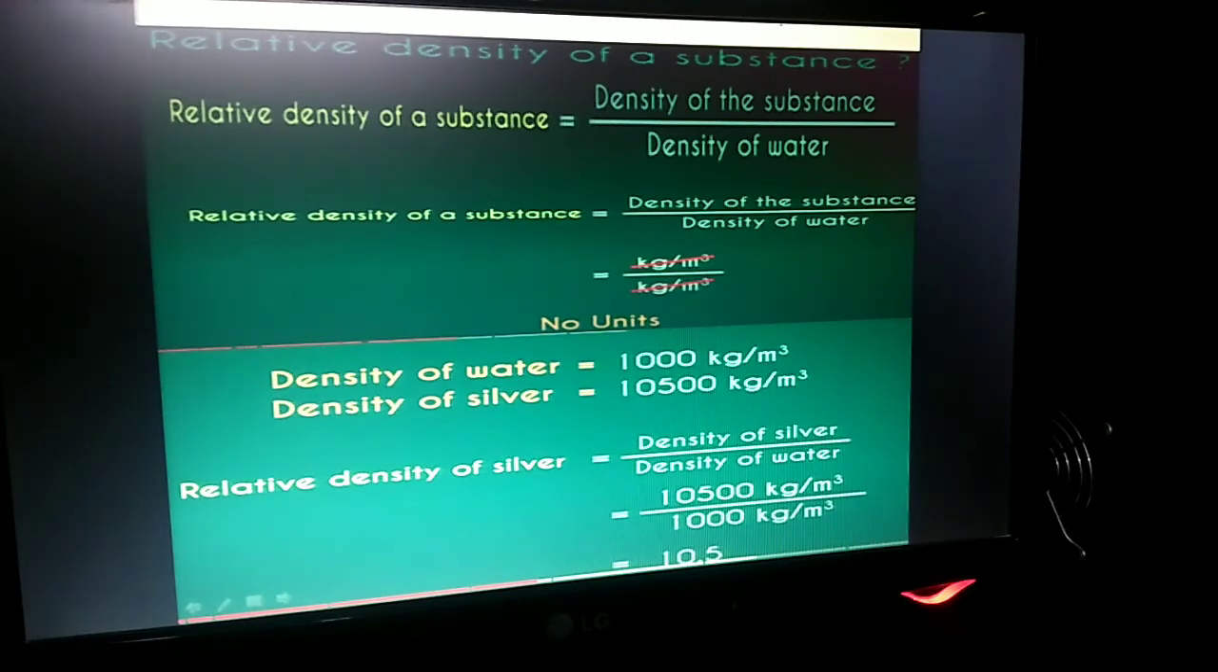Density of water is equal to 1000 kg per meter cube, whereas density of silver is 10,500 kg per meter cube. Relative density of silver is equal to density of silver by density of water, that is 10,500 kg per meter cube by 1000 kg per meter cube, that is equal to 10.5.